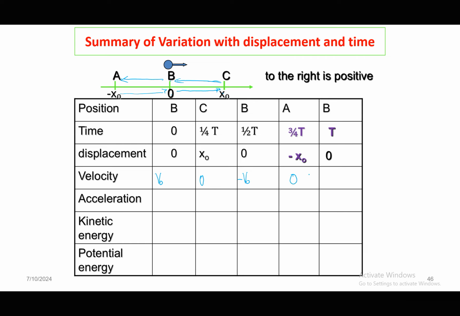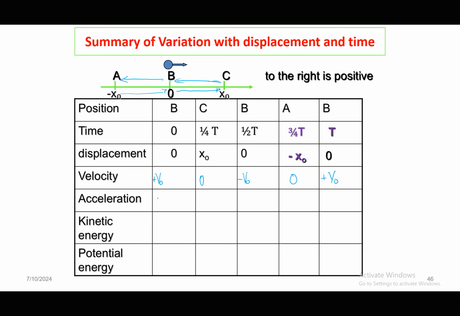Then coming back to B, we are now moving to the right, so this is going to be positive V naught. So we start with a positive V naught if we are moving to the right, then 0, negative V naught, 0, positive V naught, 0, negative V naught, and so on. The process continues like that.